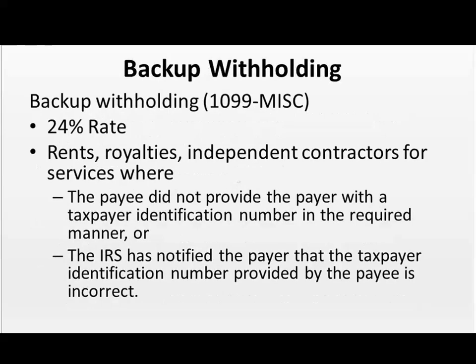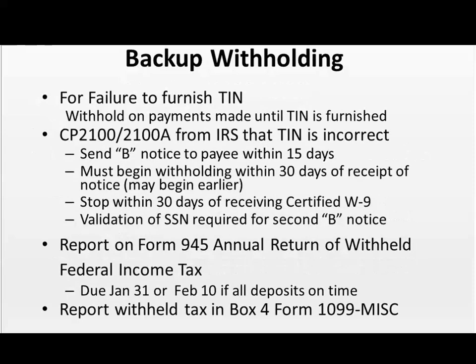Backup withholding is at a 24% rate. It applies to just about anything, rents, royalties, independent contractors for services, where the payee did not provide a payer with a taxpayer identification number in the required manner, or the IRS has notified the payer that the taxpayer identification number provided by the payee is incorrect. How do you get notified? Well, you withhold payments until the TIN is furnished.